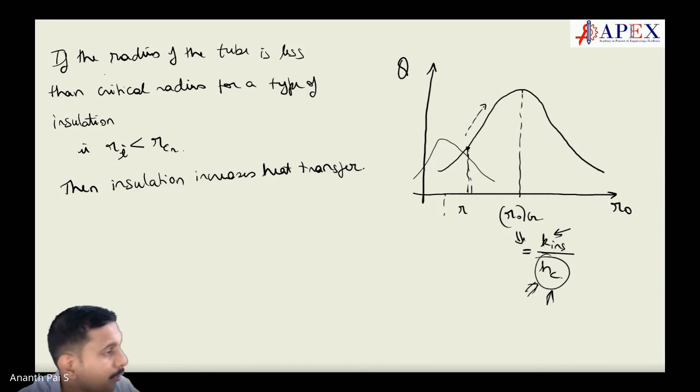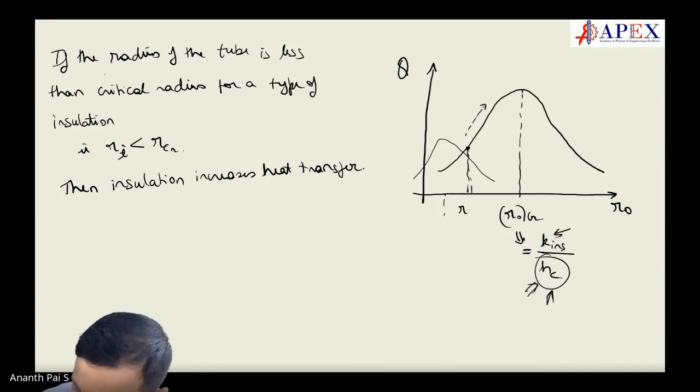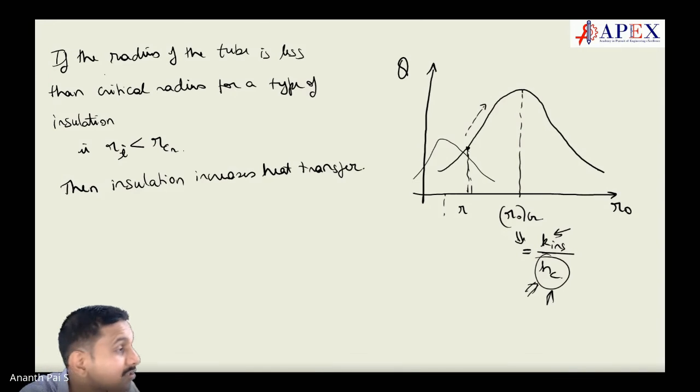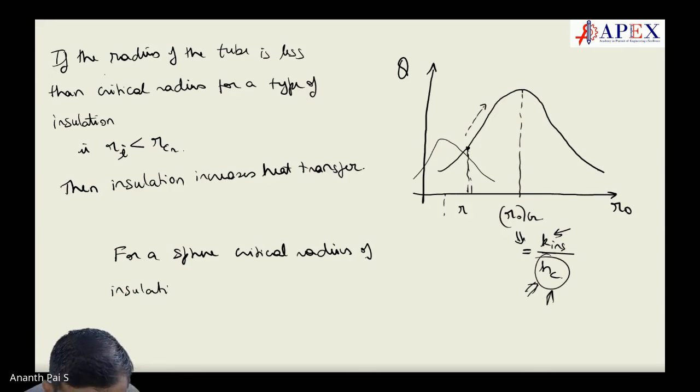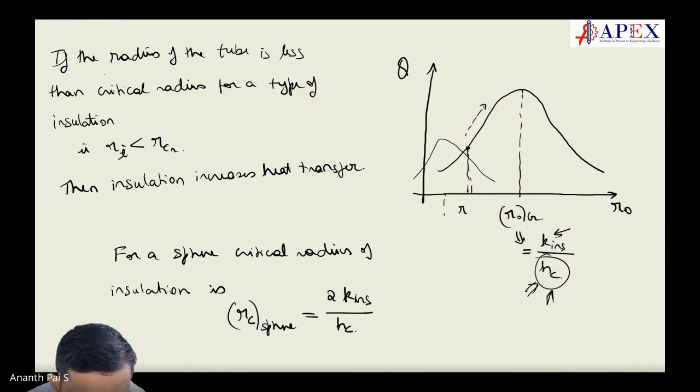Now similarly, one more point I will not derive, but I will tell you. This is for a cylinder, but if it is for a sphere, very important, for a sphere, the critical radius of insulation is Rc for sphere equal to 2K insulation divided by H. You have to multiply that by 2.